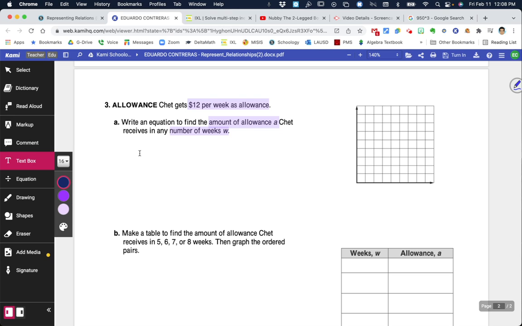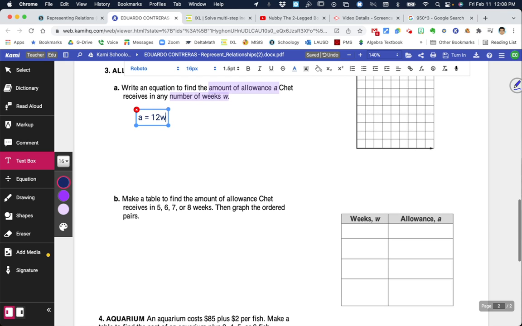Let's type it up. So if we want the amount of allowance, A, that's going to equal, give me the other side of this equation, the allowance for any week. If he's making $12 per week, what am I going to write? 12 times the number of weeks, 12W, perfect. Okay, so we got our equation. Let's move on to part B.